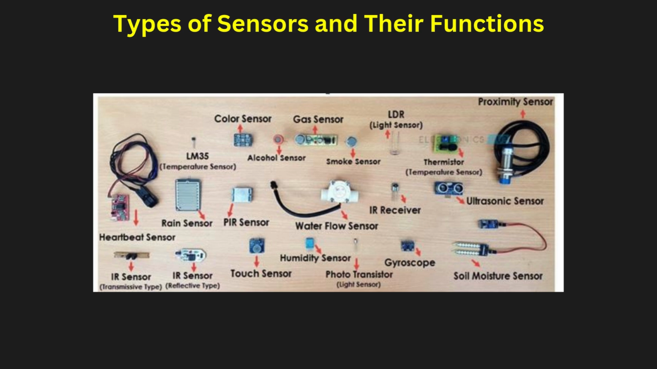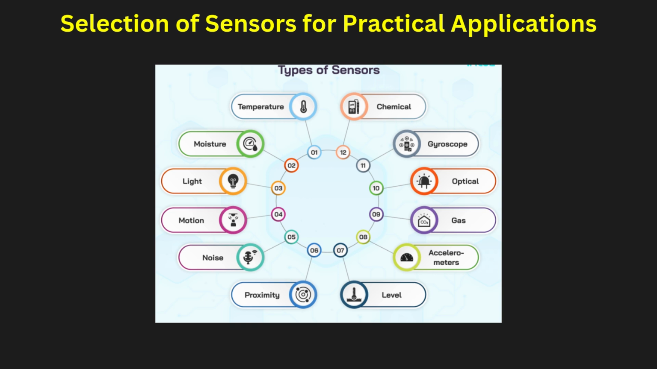So now the third part, selection of sensors for practical applications. Choosing the right sensor for an application depends on multiple factors including the accuracy, response time, environmental conditions, and cost. For example, in healthcare, temperature and pulse sensors ensure the patient safety by monitoring the vital signs. In agriculture, soil moisture and humidity sensors help farmers to optimize the irrigation. Industrial automation relies on pressure and gas sensors to maintain the safe working conditions.